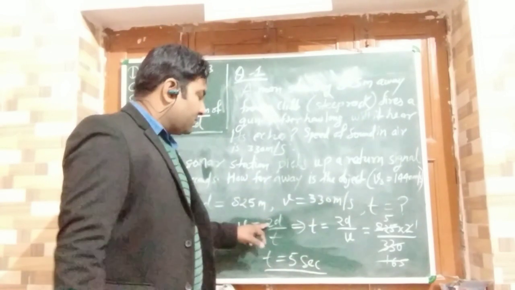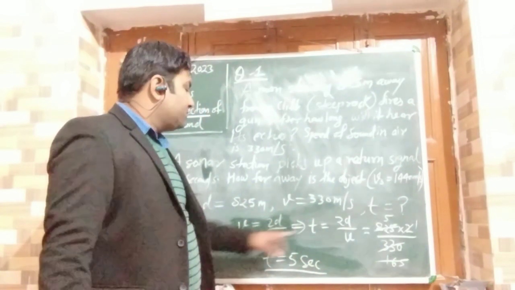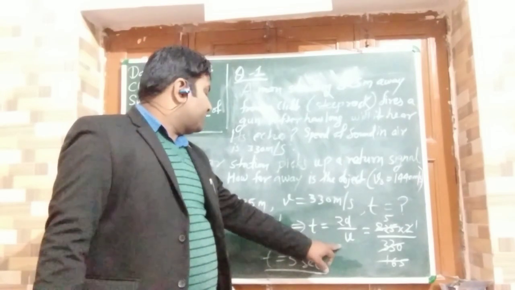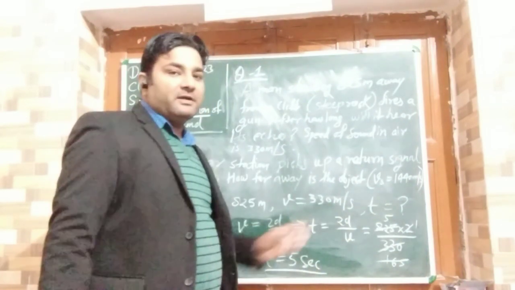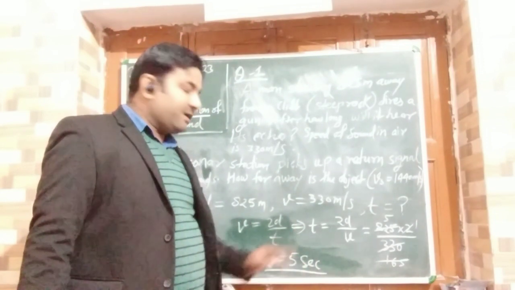That's why we take 2d upon t, and then t is equal to 2d upon v. Distance is given, speed is given, then multiplying by 2 and cancelling out gives the simple result: 5 seconds.